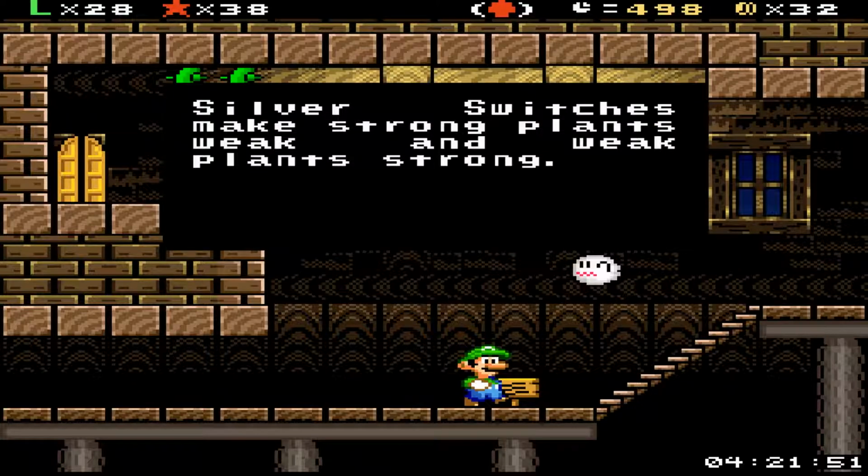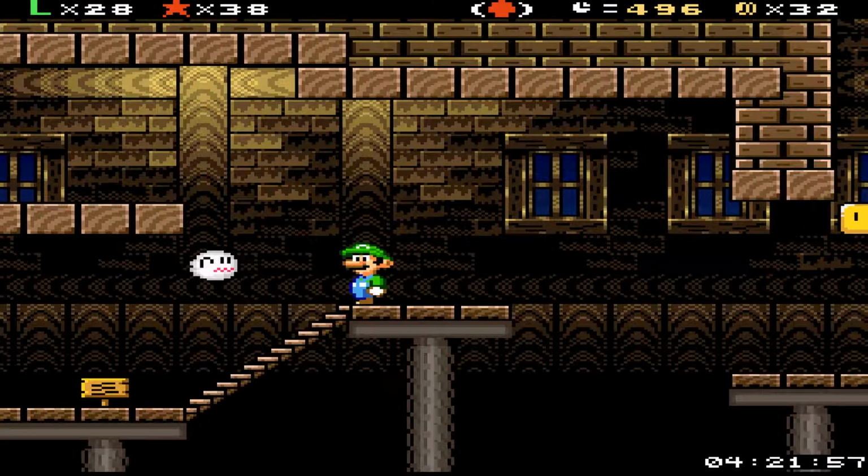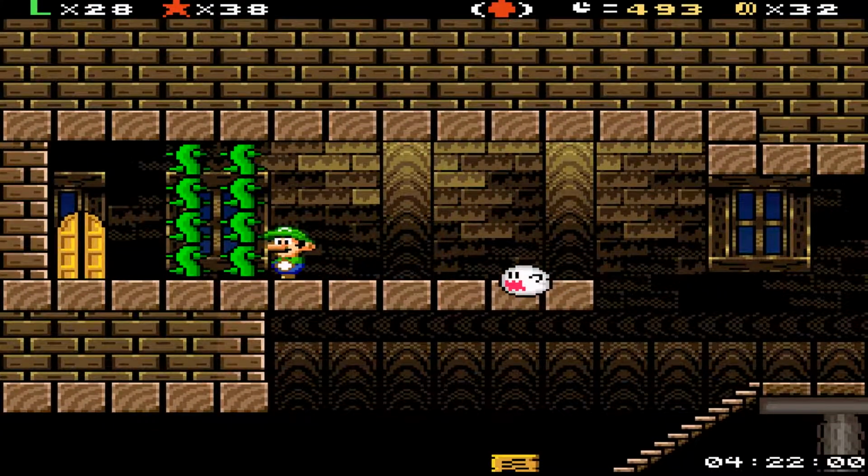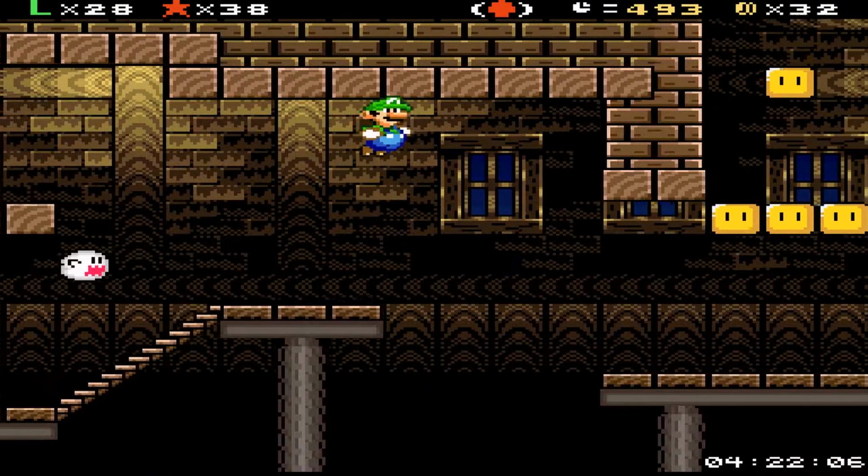What's this? Silver switches make strong plants weak and weak plants strong. So I'm guessing this is a strong. I'm gonna get hurt. Yes. Dead. Strong plant. Okay.